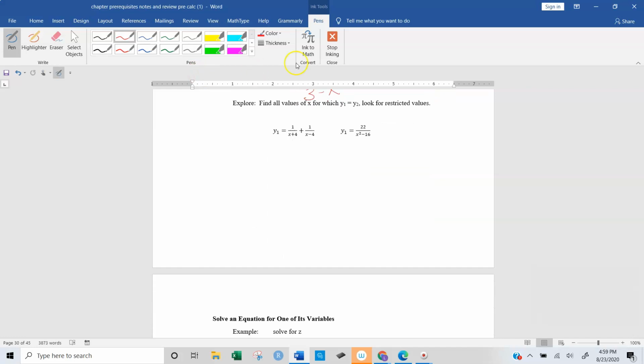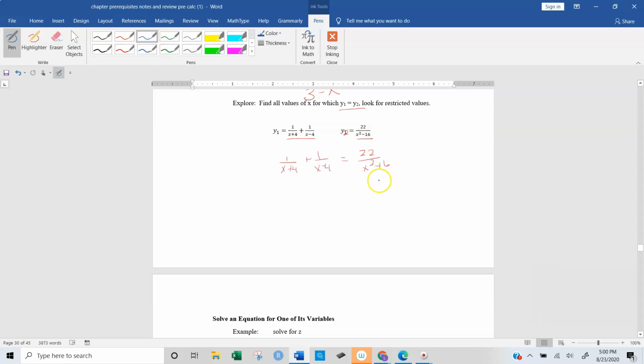They say when does, oh, and this is a typo, there needs to be a 2 here. This is actually y2. So I want to know when y1 equals y2. So I have to set this equal to this. So I'm just asking you, when does 1 over x plus 4 plus 1 over x minus 4 equal 22 over x squared minus 16?